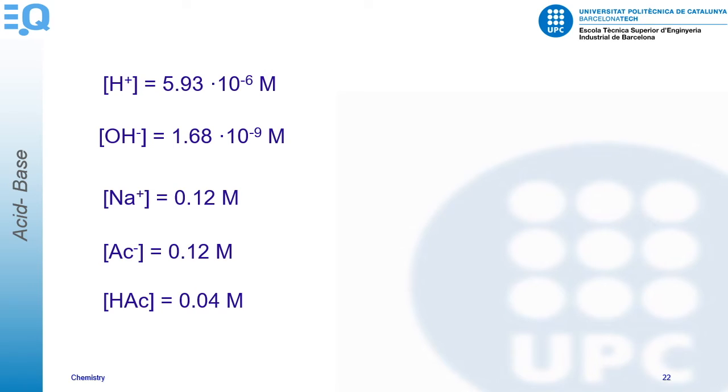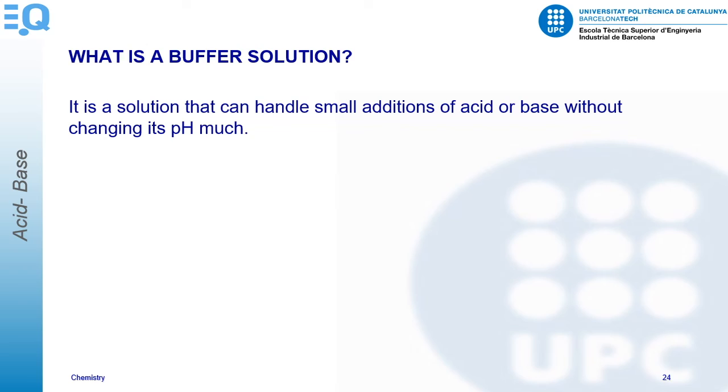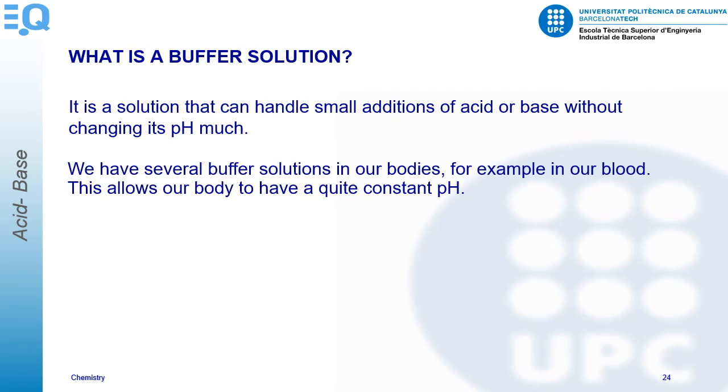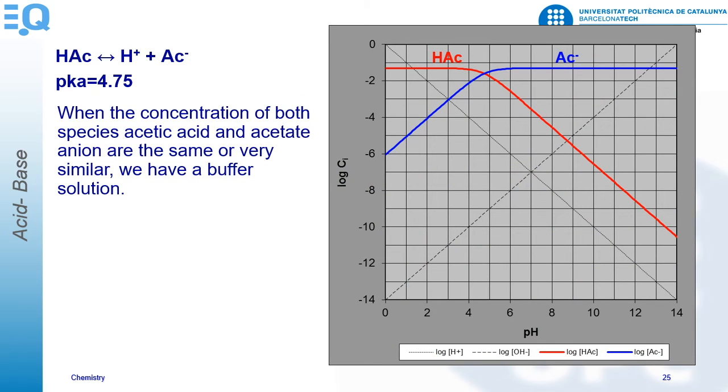Now, we're going to start with buffer solutions. A buffer solution can handle small additions of acid or base without changing its pH much. We have several buffer solutions in the environment, for example in our blood, to maintain a constant pH in our body. We are going to see how to produce this buffer solution using the logarithmic diagrams to help us understand the chemistry behind it. We will work with a known system, acetic acid.